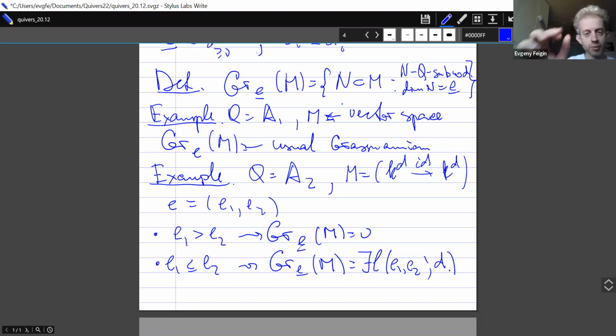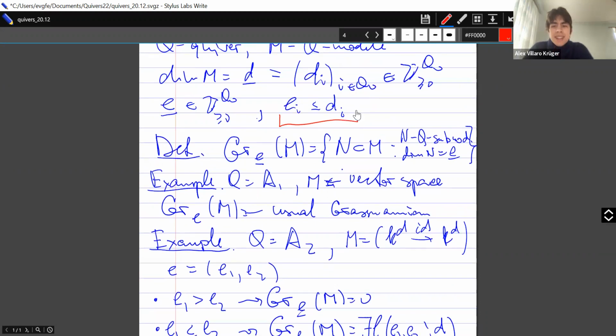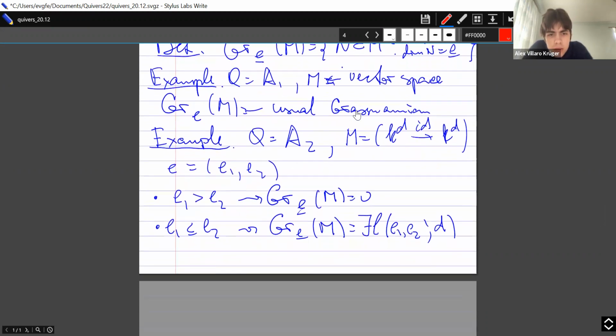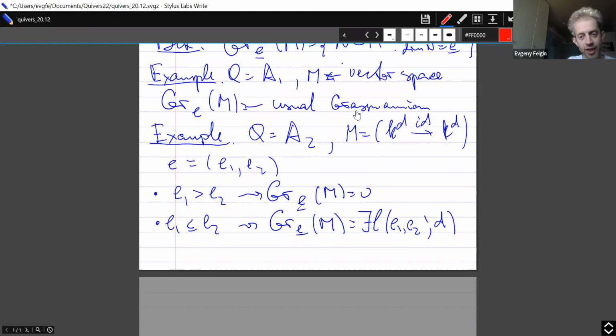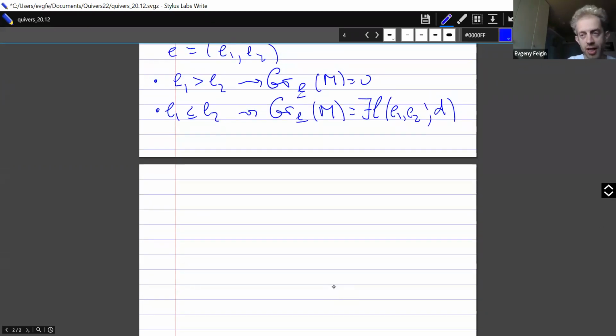Yeah, so we agreed from the very beginning that we have the condition that E_i is less than or equal to D_i. So this is okay. So this is a nice smooth variety, and here we don't have any other options, but in general, things might be much more complicated. Let's work out another example.